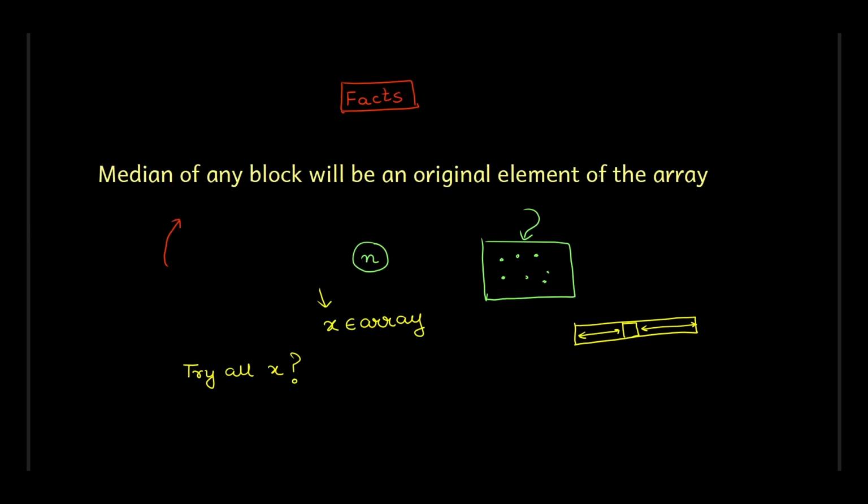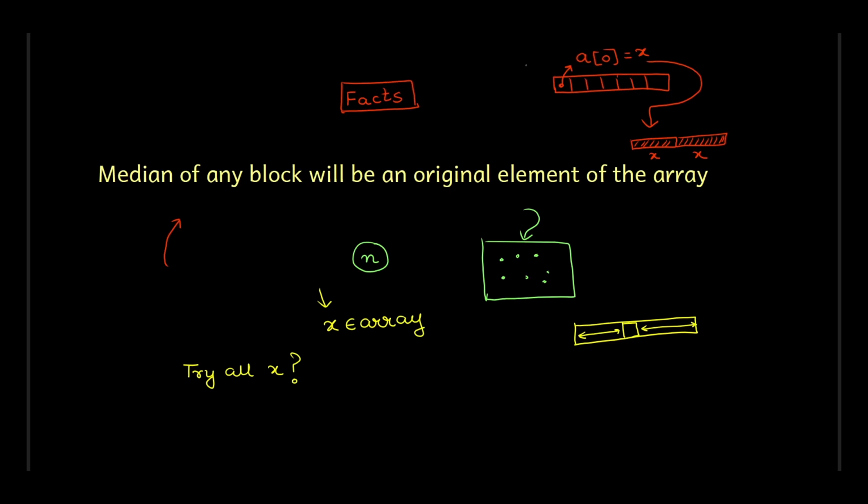That is, if you have these many elements in the array, you ask a simplified version of this problem. You fix this element a of 0 as x, and you ask the question, is it possible to have several blocks whose median is equal to x? And then you iterate x from a of 0 to a of n.